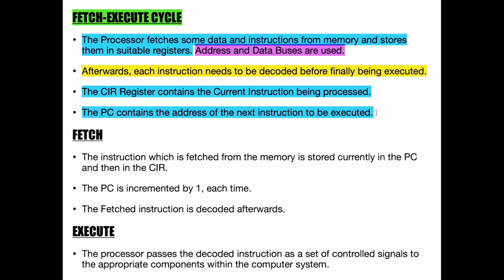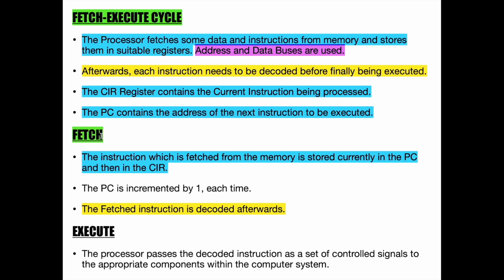The instruction which is fetched from the memory is stored first in the PC and then in the CIR. The program counter is incremented by 1 each time an instruction is fetched from the memory. The fetched instruction is decoded afterwards. After the instruction has been decoded, the processor passes it as a set of control signals to the appropriate components within the computer system. Well, this is a general idea about the fetch-execute cycle. All the components in this model perform their function in order to make this cycle efficient.